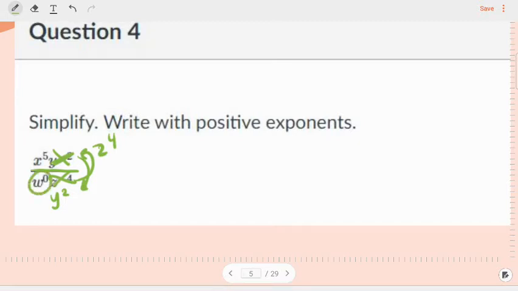And remember, zeros simplify to 1. So my final answer is going to be x to the 5th power, because that's not going to move, z to the 4th power over y to the 2nd power. And I leave off that 1 because to simplify, we don't need it.